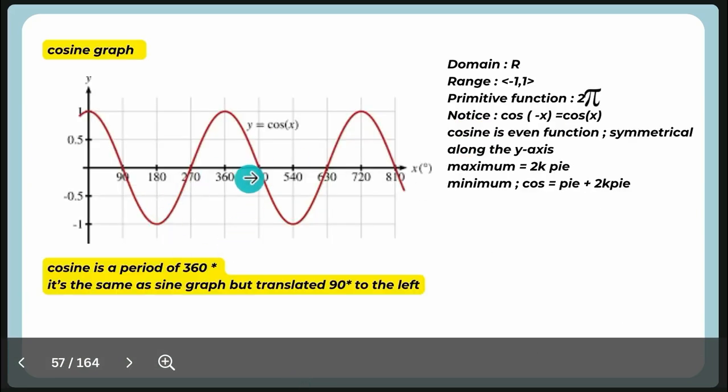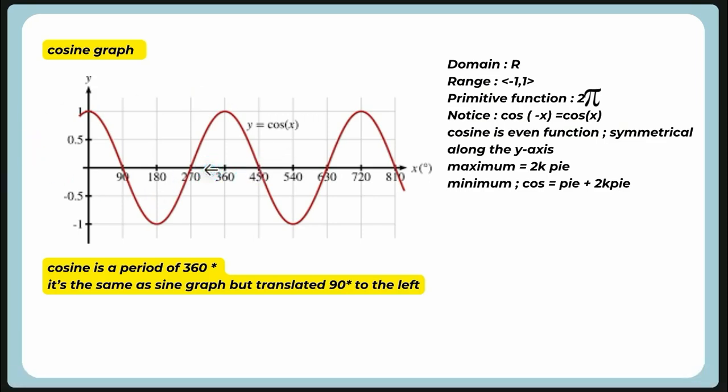Then we have the cosine graph. The domain is all the real values. The range is from -1 to 1, and it is a periodic function with period 2 pi. Notice that the cosine of negative x is equal to cosine of x. So cosine is an even function, so it is symmetrical along the y-axis. The maximum is at 2k pi. The minimum of cosine is at pi plus 2k pi. So cosine has a period of 360. It's the same as the sine graph, but translated 90 degrees to the left.